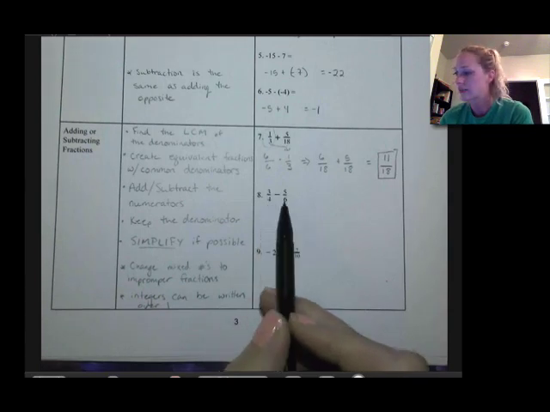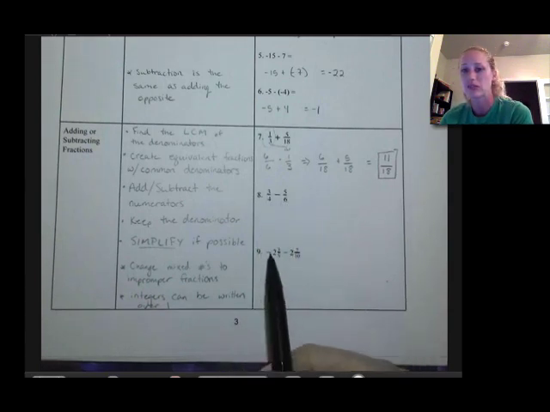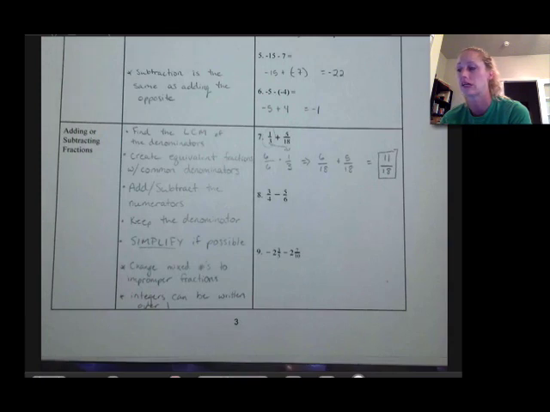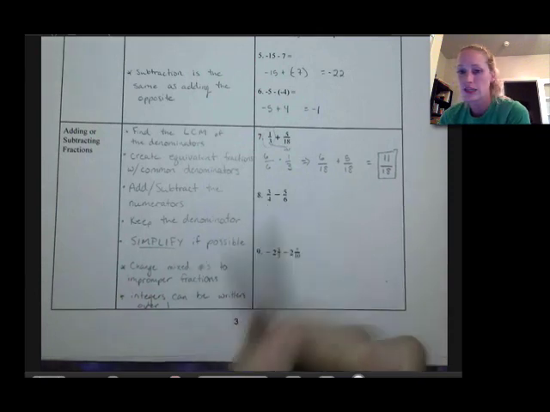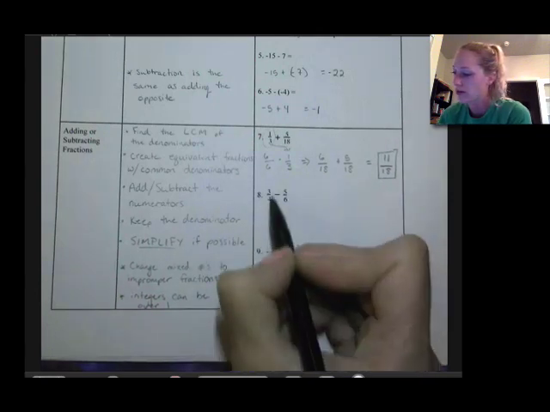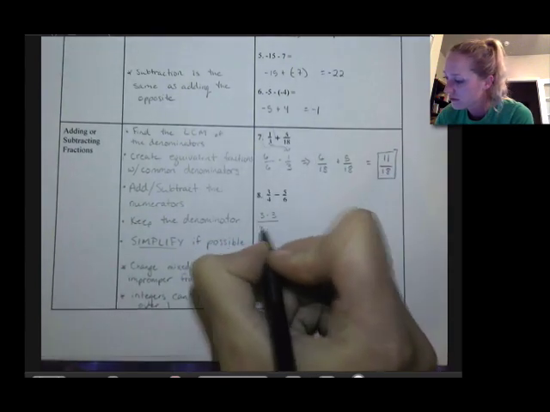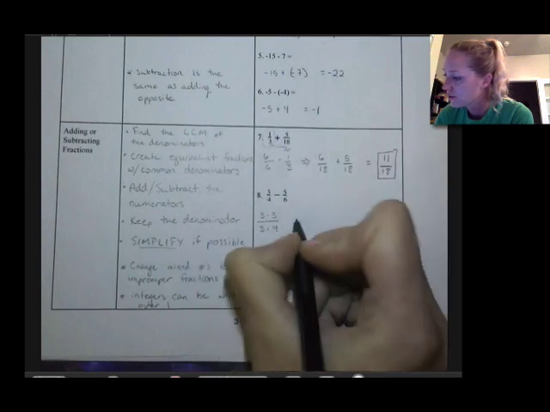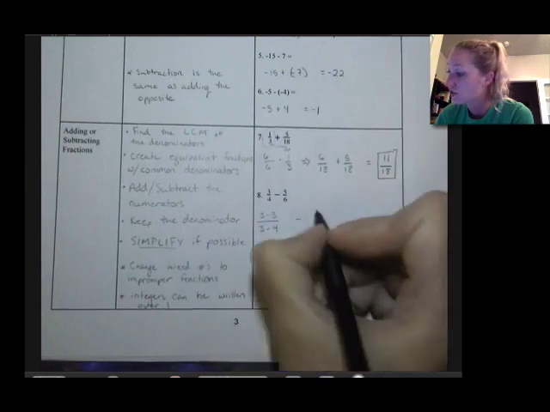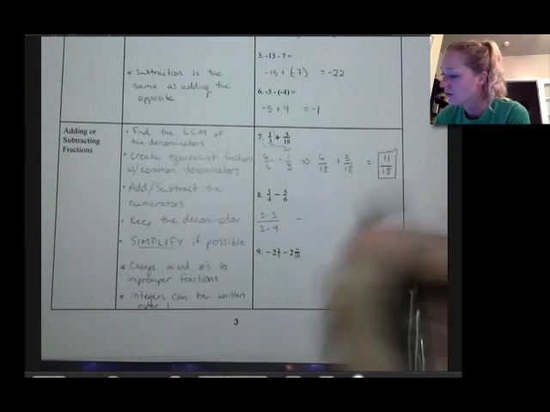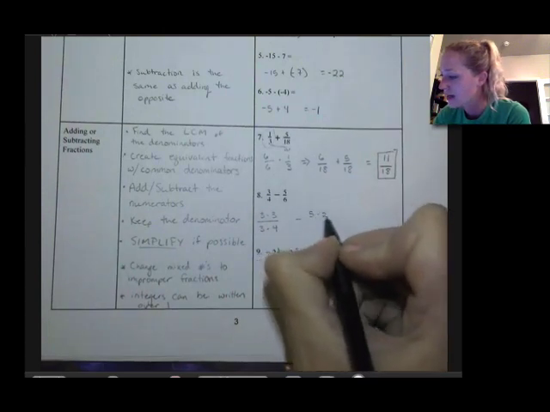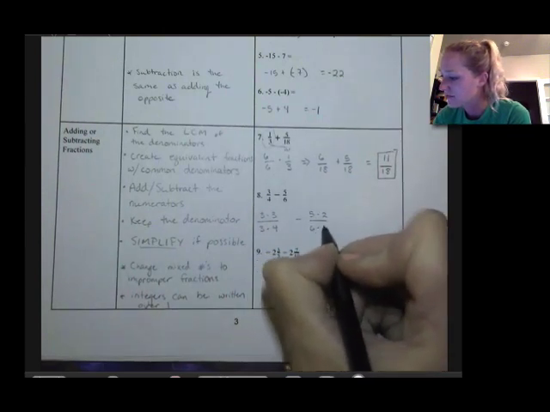So 4 and 6. Well, 4 doesn't go into 6 evenly. So I'm going to have to multiply both fractions in this case. So I want the smallest number, the LCM, that they both go into evenly. The smallest one I can think of is 12. So I'm going to multiply this first fraction by 3 to make that 4 be a 12. And I'm going to multiply this fraction by 2 because I want to make that 6 be a 12. So I have to multiply both the top and the bottom by 2.